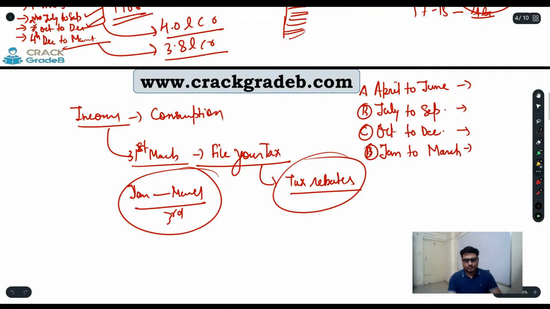But the answer is October to December. Why October to December? It is a time when a lot of spending happens in India. All major festivals in India come in this quarter. Doesn't matter which religion you follow, from Eid, Deepavali, Christmas, all major festivals come in this duration. So a lot of spending in India.